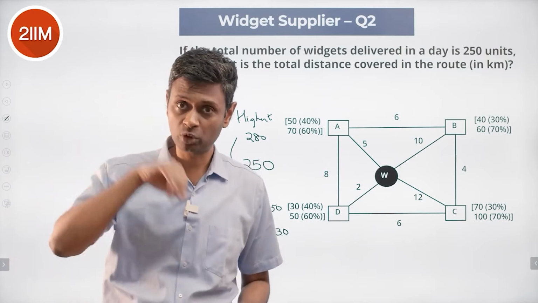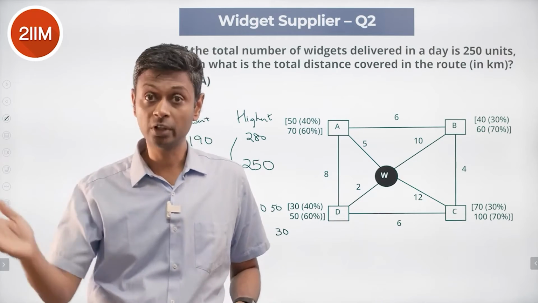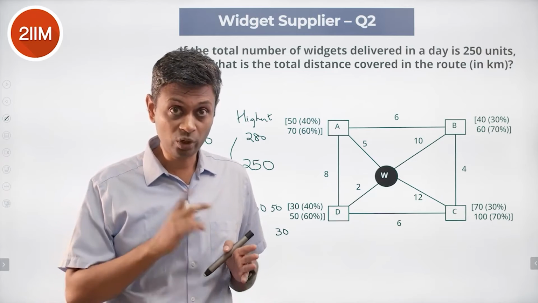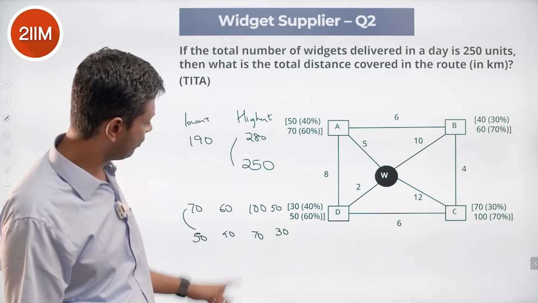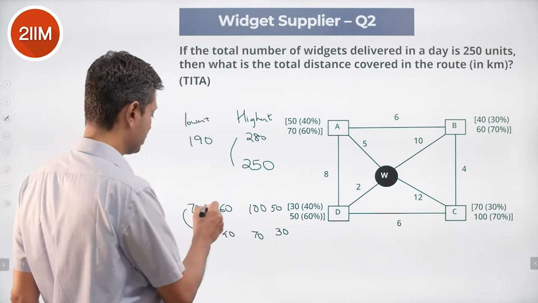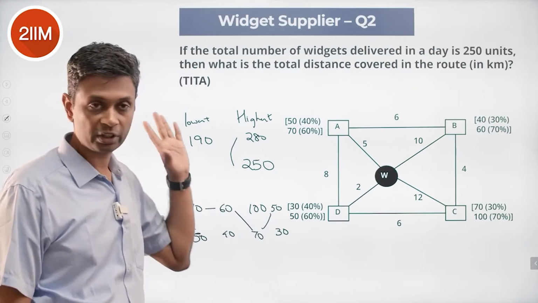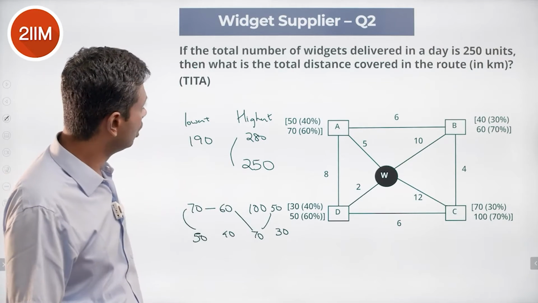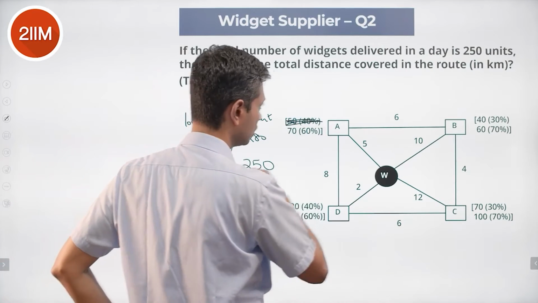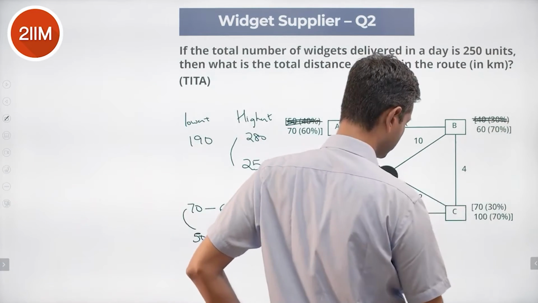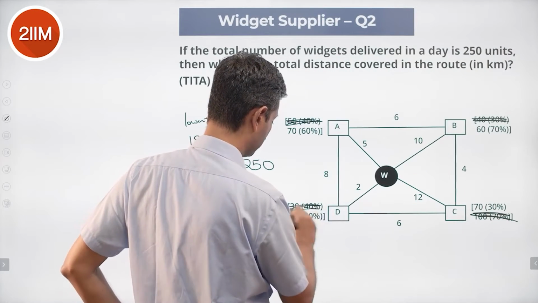Is there any other possibility? The other three are all minus 20. If I do two minus 20s, I go to a minus 40. If I do only one, I stay at a minus 20. The only way possible is where my total should be 70, 60, 70, 50. 130, 200, 250. That's my combination. So the total number of widgets is 250. Then I'm delivering 70 here, 60 here, 70 here, and 50 here.